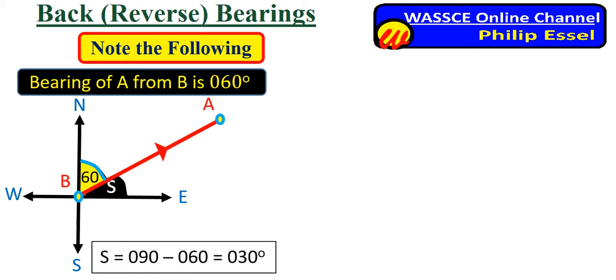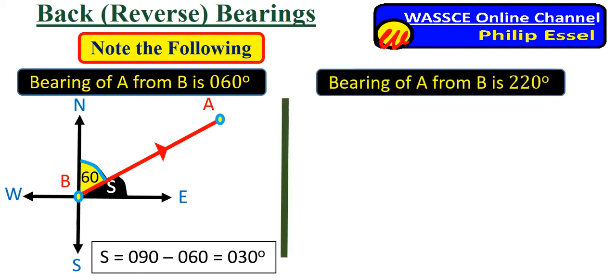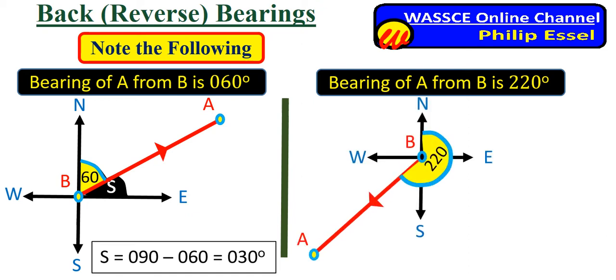Let's look at another example. The bearing of A from B is 220 degrees. Let's draw a diagram to represent this bearing. Alright, so that is the diagram. From the north pole to the red line is 220 degrees. What do you think would be the value of the black angle marked S?